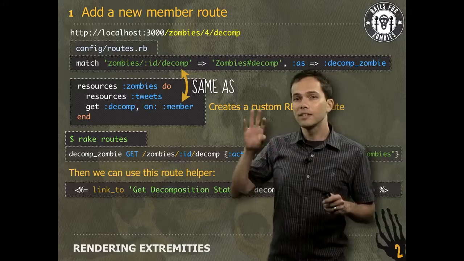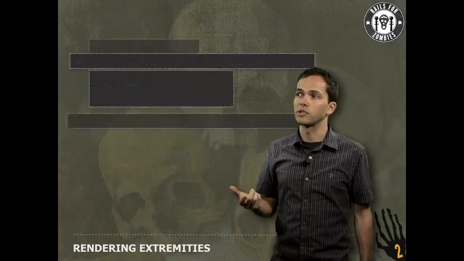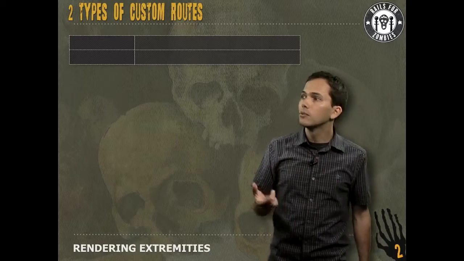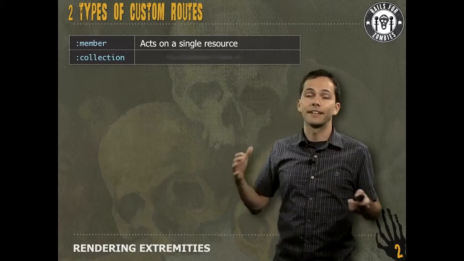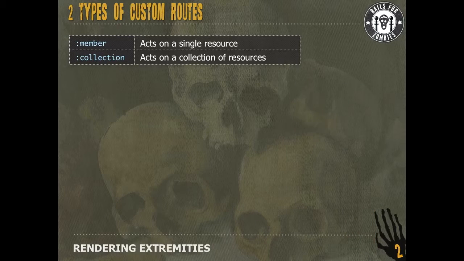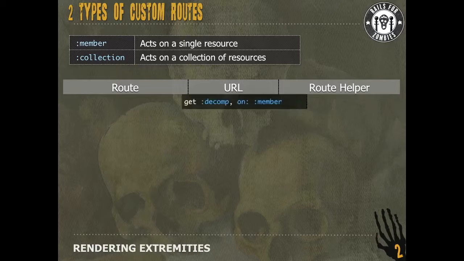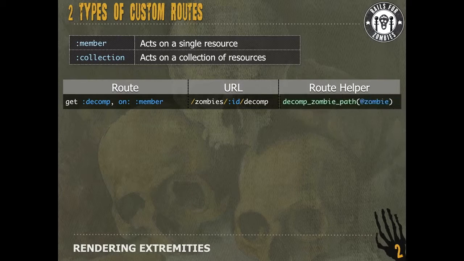Before we move on, let's take a deeper look at these two types of custom routes that we can use with our resources. There's a member route, which acts on a single resource, and there's the collection route, which acts on a collection of resources. Let's take a look at a couple examples. So here's our example. We're getting the decomposition state. We have to send in the resource that we want the decomposition state from, and then that gives us this route helper.